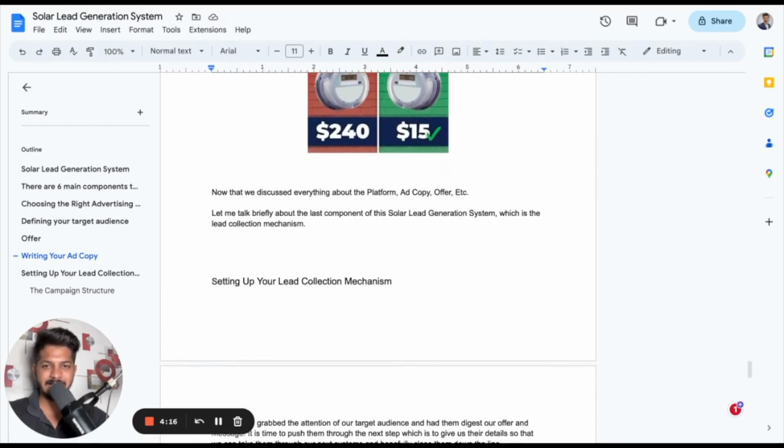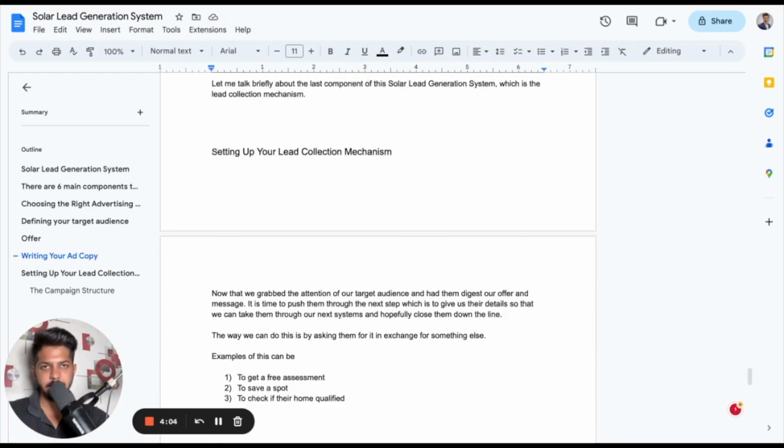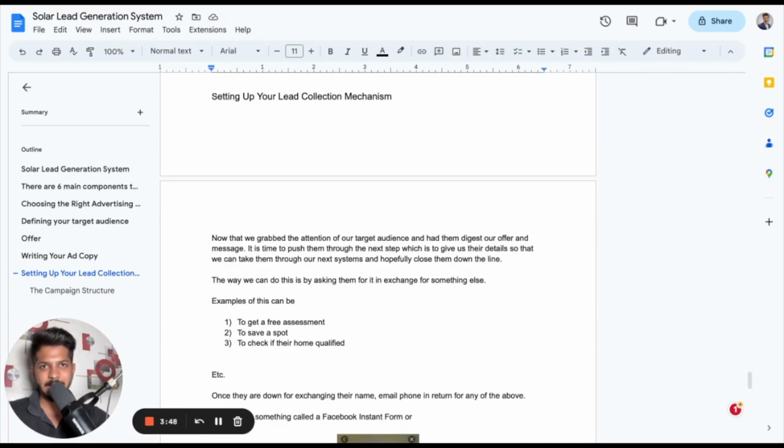Now that we have discussed everything about platform, ad copy, offer, etc., let me talk briefly about the last component of the lead generation system, which is the lead collection mechanism. Setting up your lead collection mechanism. Now that we've grabbed the attention of your target audience, had them digest our offer and message, it is time to push them through our next step, which is to give us their details so that we can take them through our next systems and hopefully close them down the line.